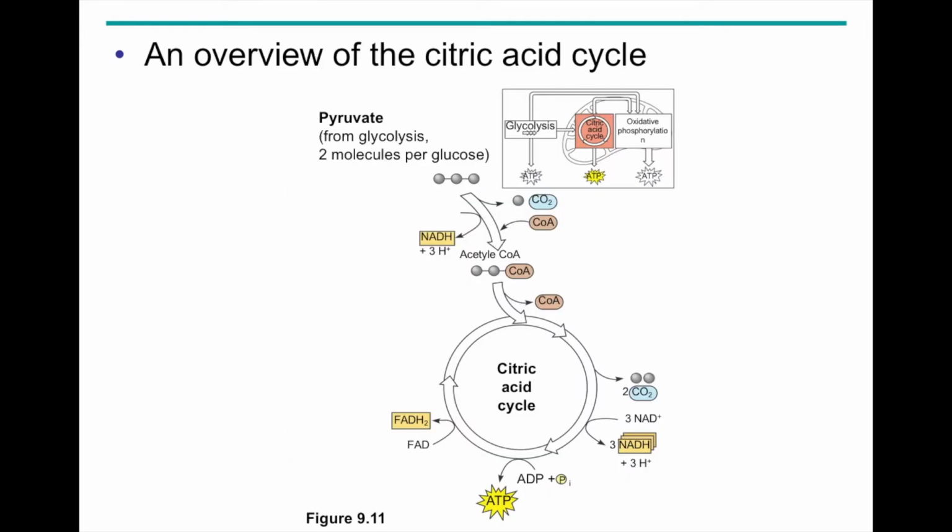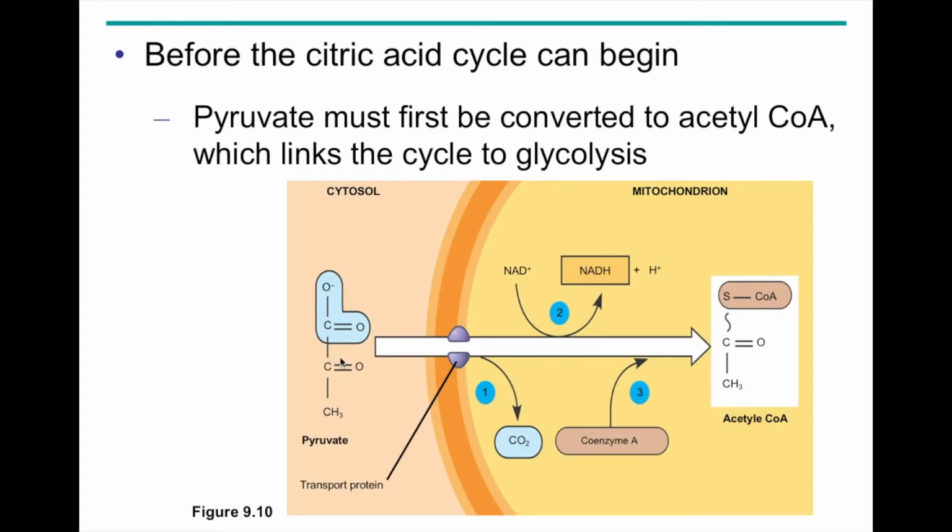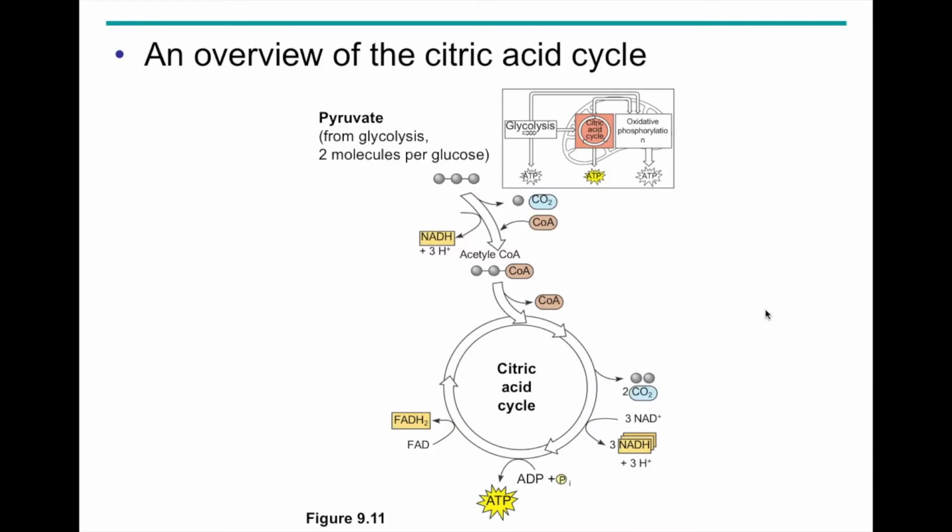Now, if we were to zoom in on the citric acid cycle, our second step of cellular respiration, this is what we have occurring. You'll see we're starting with acetyl-CoA instead of pyruvate. So this was our pyruvate transitioning to acetyl-CoA. Acetyl-CoA is what's actually entering into the citric acid cycle. So glycolysis, glucose to pyruvate. In this transition right here, we have pyruvate to acetyl-CoA. Acetyl-CoA enters into the citric acid cycle.